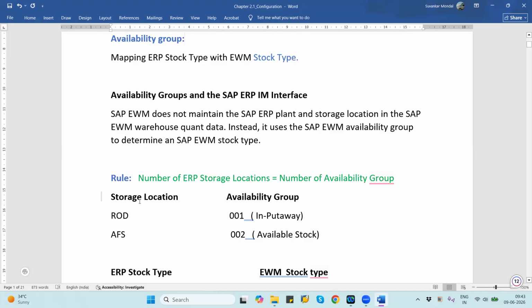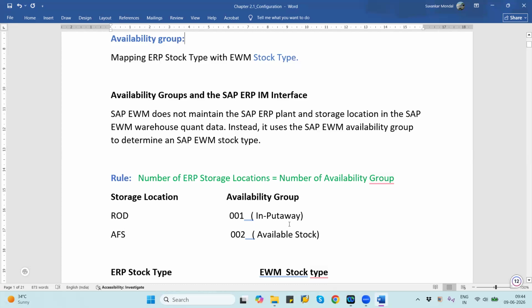The moment you do the physical put away into a bin, it will move to the AFS storage location, which means the availability group is now 002. These are standard. No one changes them. 001 is input, 002 is available stock.